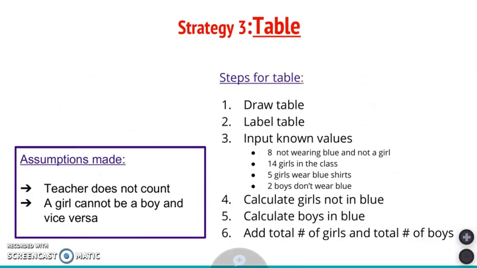If you don't like working with Venn diagrams, another way to solve this problem is to work with a table. We will once again simply build a table, inputting the numbers that we know and calculating the ones we need to know.